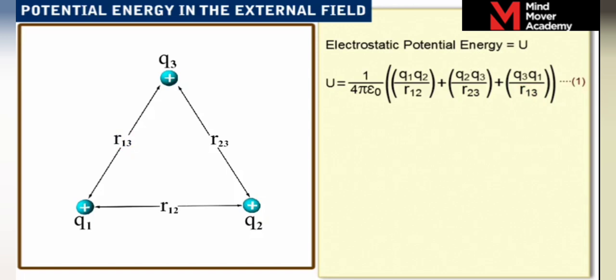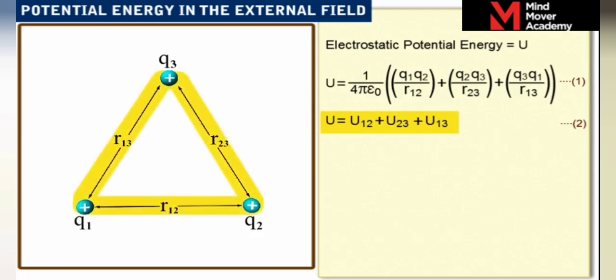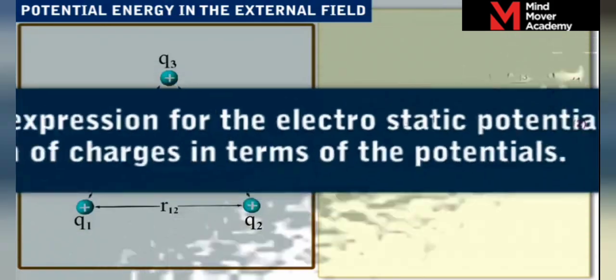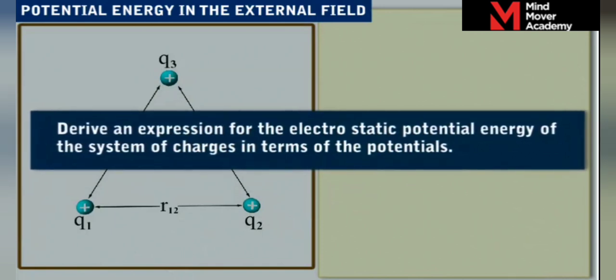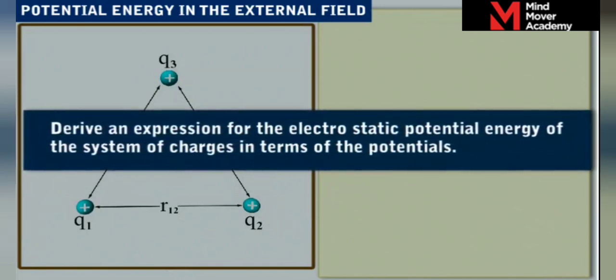Equation 1 can also be written as U is equal to U12 plus U23 plus U13. Let us label it as equation 2. In equation 2, U12, U23 and U13 are the electrostatic potential energies for the pair of the charges Q1 Q2, Q2 Q3 and Q1 Q3 respectively. Let us now derive an expression for the electrostatic potential energy of the system of charges in terms of the potentials.